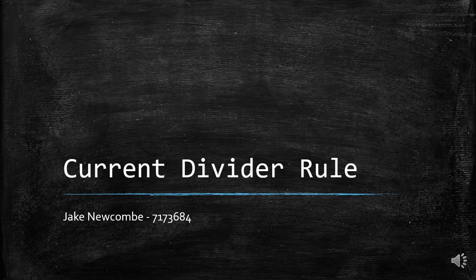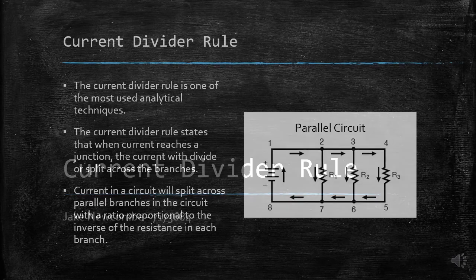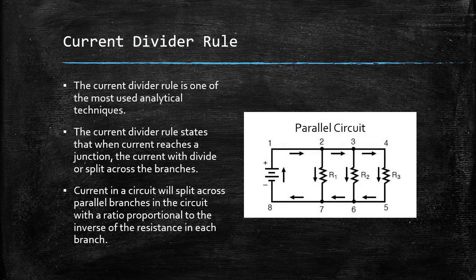This video will explore the current divider rule, one of the most used analytical techniques in electrical engineering. The current divider rule states that when current reaches a junction, the current will divide into the parallel branches in the circuit with a ratio proportional to the inverse of the resistance in each branch.